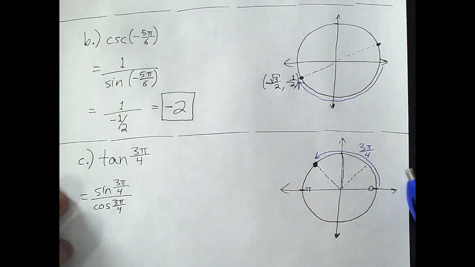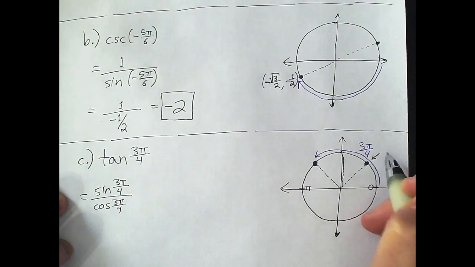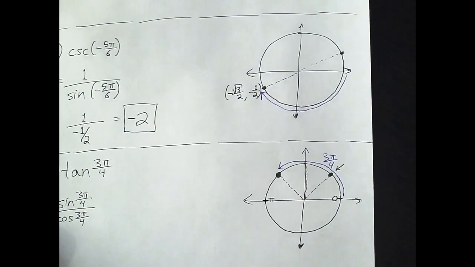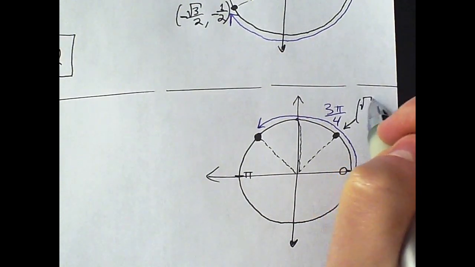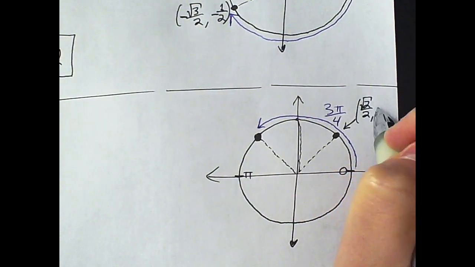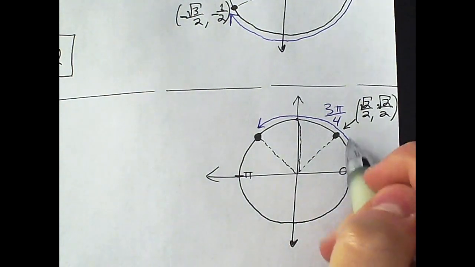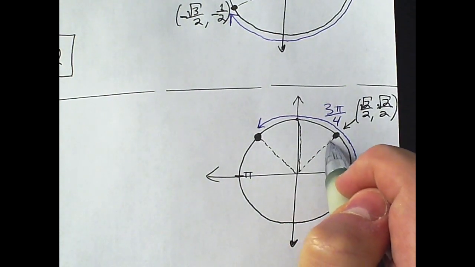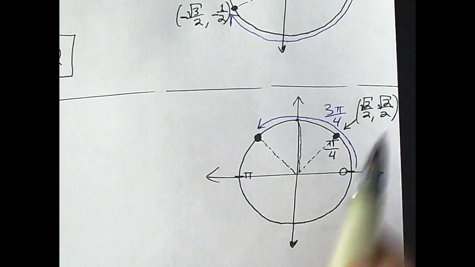I recognize where this is on the unit circle because I know that this point here, maybe I'll zoom in on this, is an easy one, root 2 over 2, root 2 over 2. So that means this corresponds to just pi over 4. If we just went pi over 4, we'd be at that point.